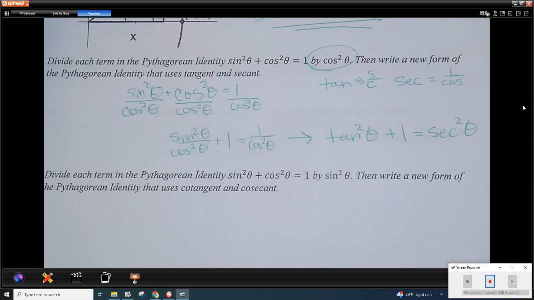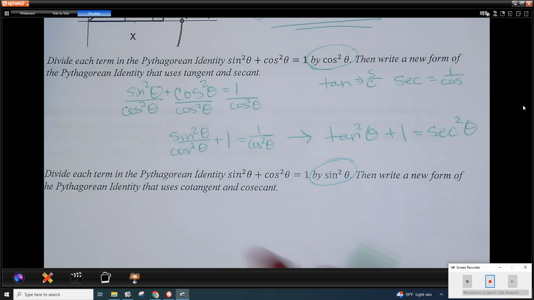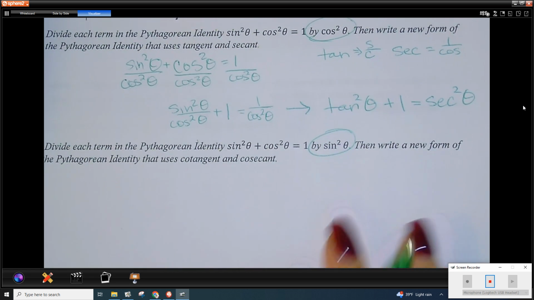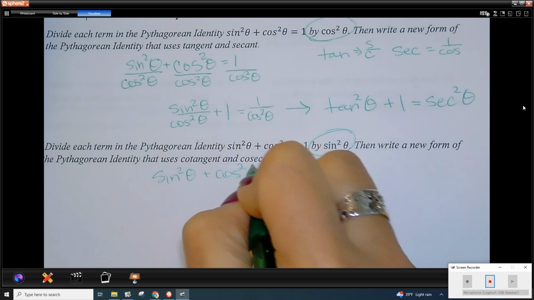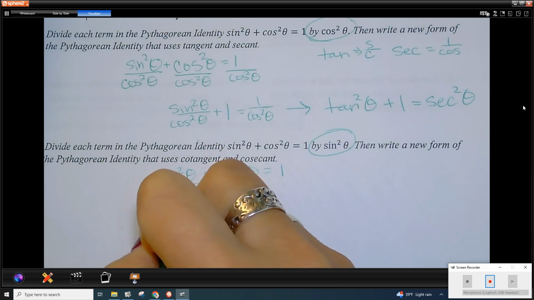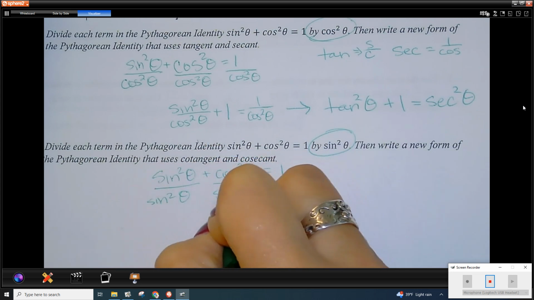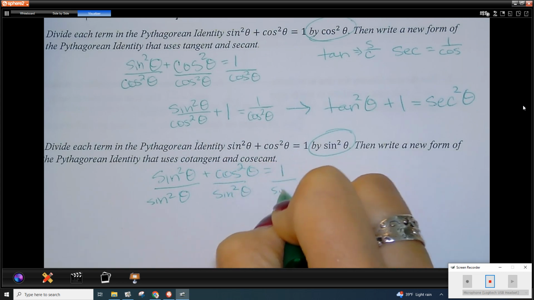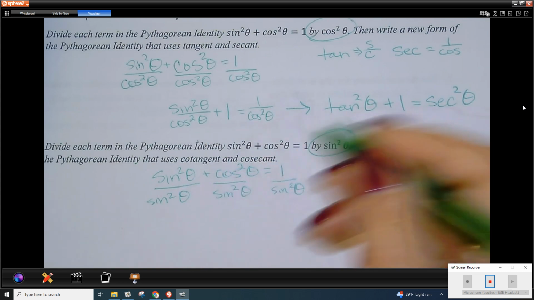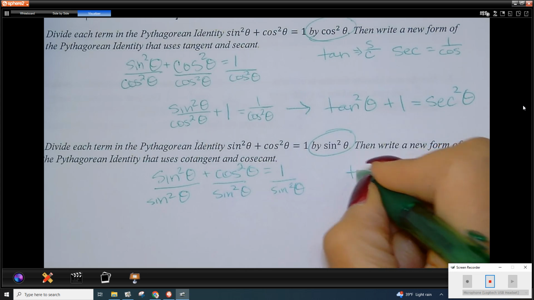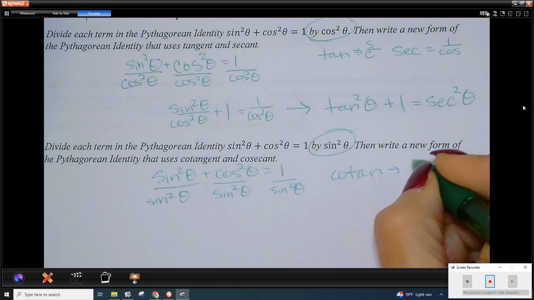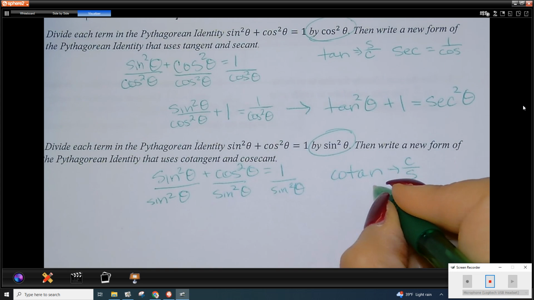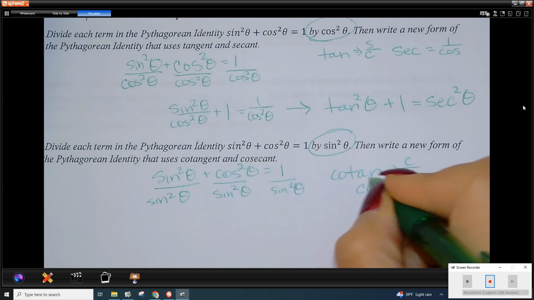All right, number 3, divide each term of the Pythagorean identity, not the theorem, sorry, by sine squared. So we're going to start with sine squared theta plus cosine squared theta equals 1. Divide by sine squared theta. Now, if tangent is sine over cosine, cotangent is cosine over sine, like that.